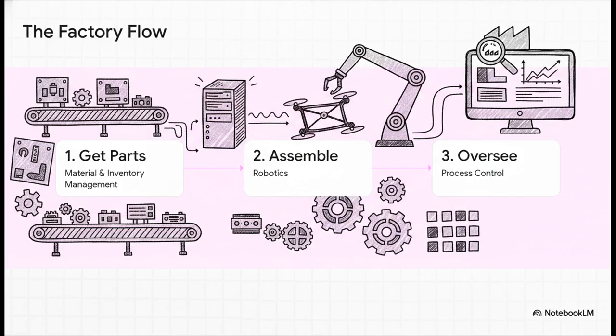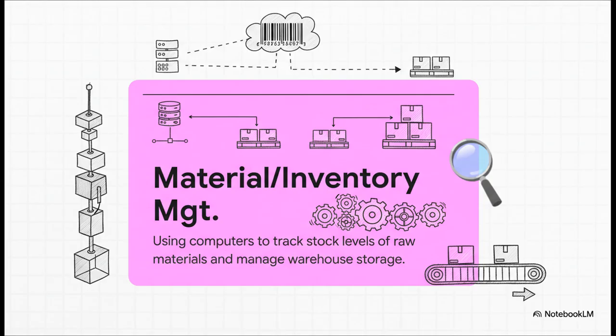First, the system has to orchestrate the arrival of every single part, right on cue. Then, these amazing robotic arms perform the assembly. And finally, you've got a digital conductor overseeing the entire process, making sure every single movement is perfectly in time. It all kicks off with the parts. Material and inventory management systems are the logistical geniuses here. And they're not just tracking boxes in a warehouse. They're running what's called a just-in-time operation.